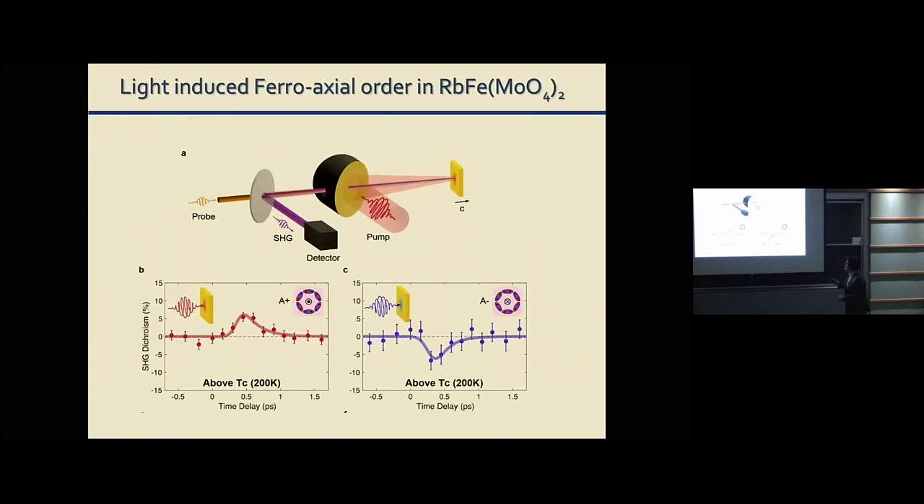So the way you do the experiment is by pumping with circularly polarized light and then measuring dichroic second harmonic generation with a circularly polarized probe. If you pump circular right, you generate dichroism up. If you use circular polarized left, you generate the opposite. So this is some form of light-induced ferroaxial state or a polarized paraaxial state.